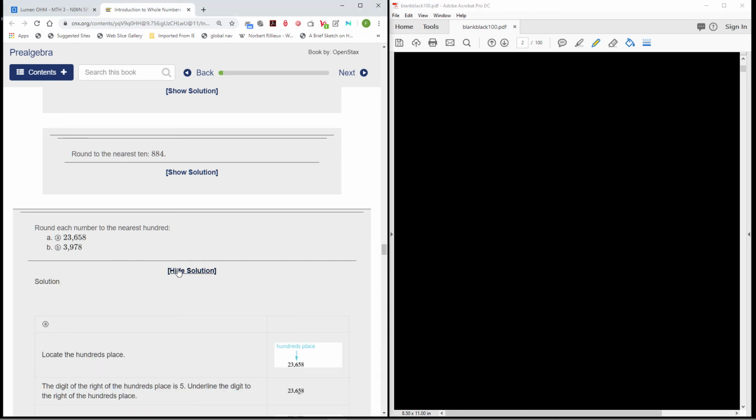So now they want us to round to the nearest 100. So we have 23,658. And they want us to round to the nearest 100. So that's the ones, tens, hundreds. That's our hundreds place. So we check to see what's going on here. Is it 5 or greater? Yes, it is. So the nearest 100 is going to be 23,700.